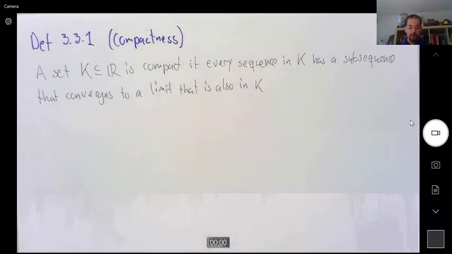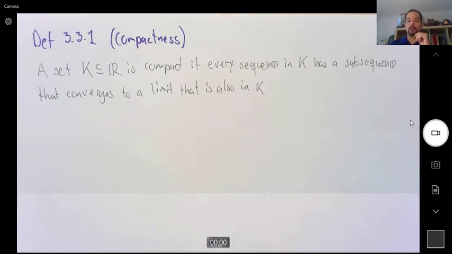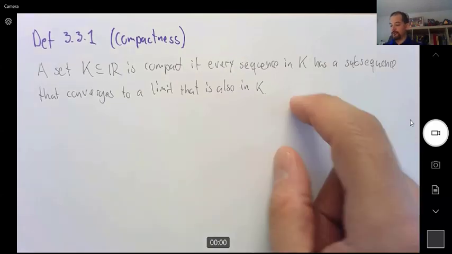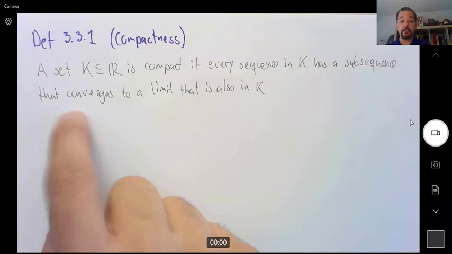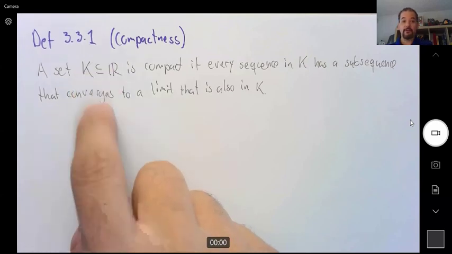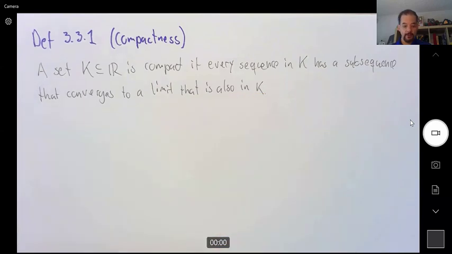It's kind of a sweet property to have. So it should remind you a little bit of Bolzano-Weierstrass. In Bolzano-Weierstrass, we show that every sequence, well, not every sequence, every bounded sequence has a subsequence that converges. So it's a little bit like this. Here you need to show that every sequence has a subsequence that converges, and not only that, but converges to a point that belongs to K.